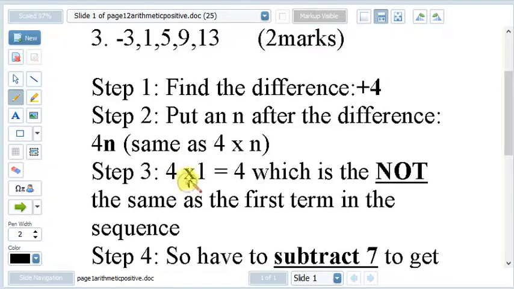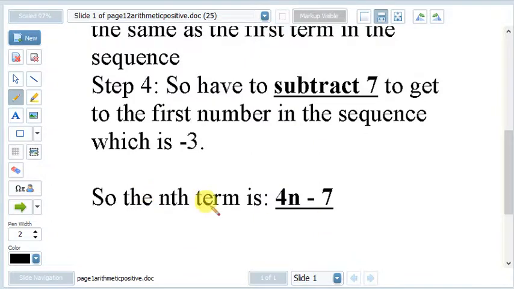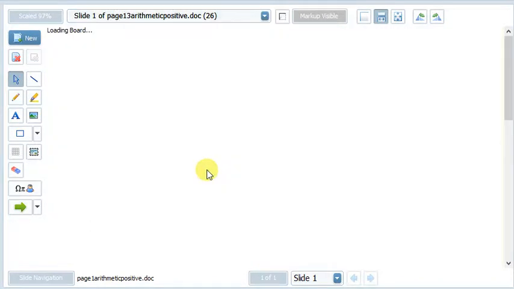Next we choose n equals 1 and substitute it in, so 4 times 1 is 4, and that is not the same as the first term in the sequence, which is negative 3. So what do we have to add or subtract from this 4 to get to negative 3? We've got to subtract 7 to get to negative 3. So the nth term is 4n minus 7. Okay, well done if you managed to get all of those correct.